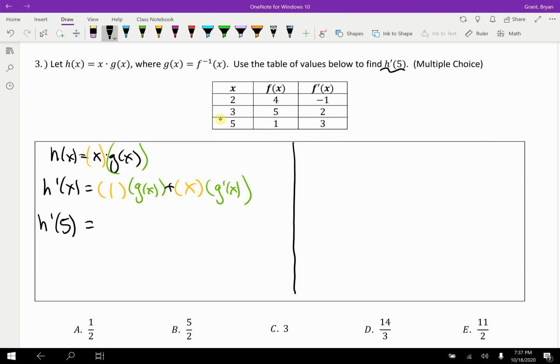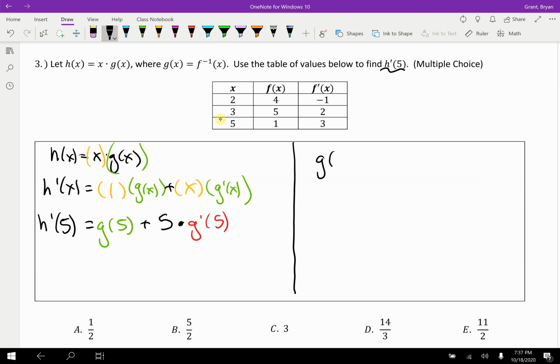So this to me looks like we're going to find, we should color code this for later on. We need to find g of 5 plus, we're replacing x with 5, times, and I'll do this in a different color, g prime of 5. And that's all fine and dandy, except how do we find g of 5 and g prime of 5? There's no g up here. Jeez Louise, pun intended. Well, g of 5, what else do we know about g? Oh, g is the same thing as the inverse.